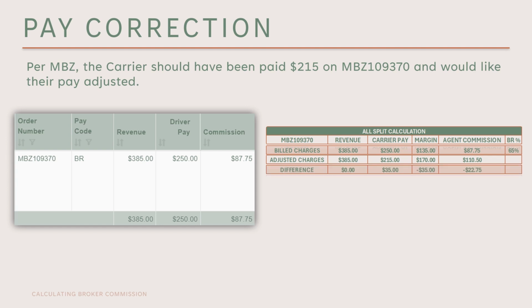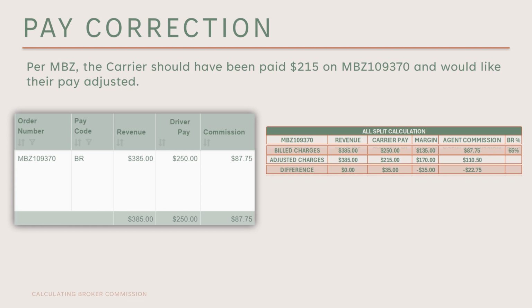So now we can see our difference here. There's no change to our revenue, so we have a zero total there. Our carrier pay is a difference of $35. And you can see our margin has gone up $35. And we see now we have a credited amount.